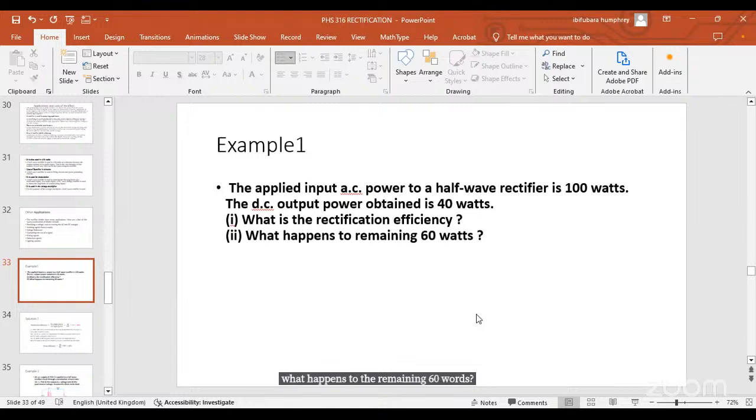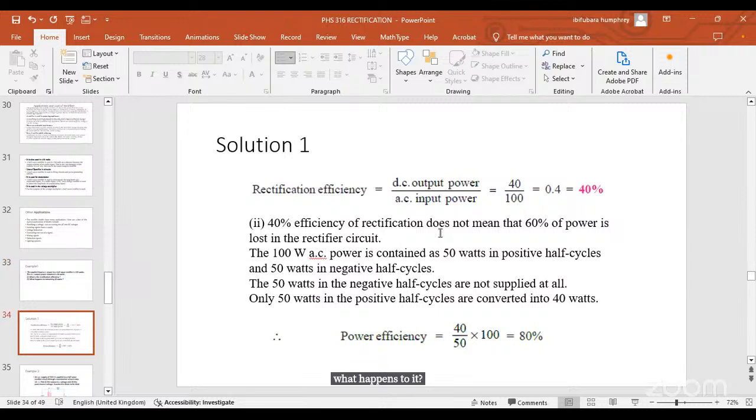So with this question, you have an input of 100 and an output of 40. So the rectification efficiency will be output over input. That is 40 over 100. So 60% is lost. What happens to it? It's lost.